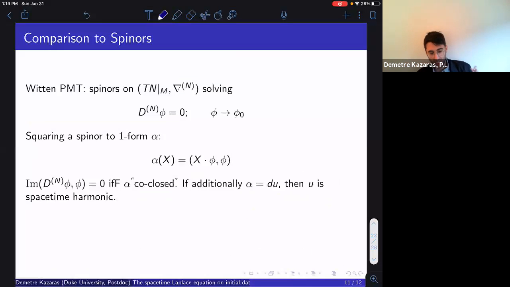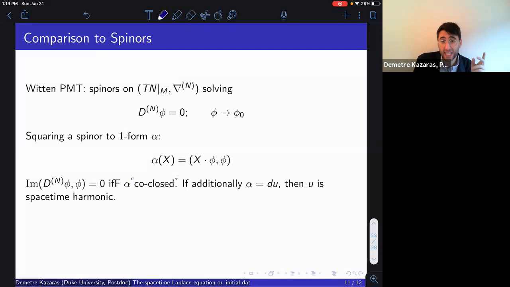Now, if that one form that you defined happens to be the differential of a function, if it happens to be exact, then that function will solve the space-time harmonic equation. So if you make a Dirac harmonic spinor like this, like Witten does in his proof, form a one form in this way, and then also for some reason you know that that one form can be integrated into a function, that is exact, which is an extra condition but can be arranged for, then that function that defines the one form will be a space-time harmonic function, solving our equation.